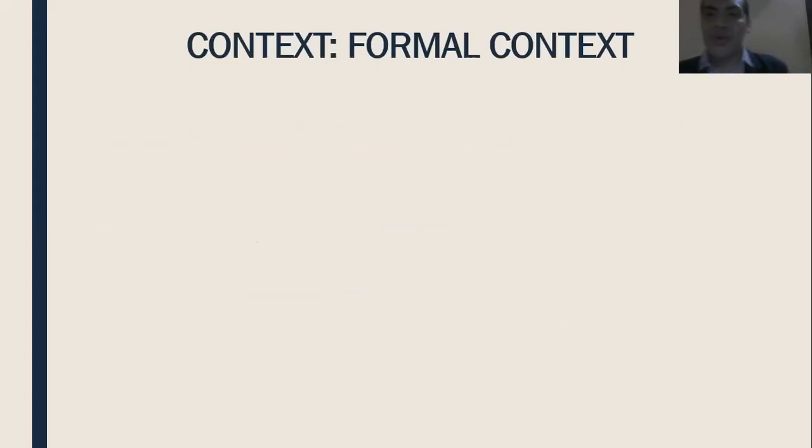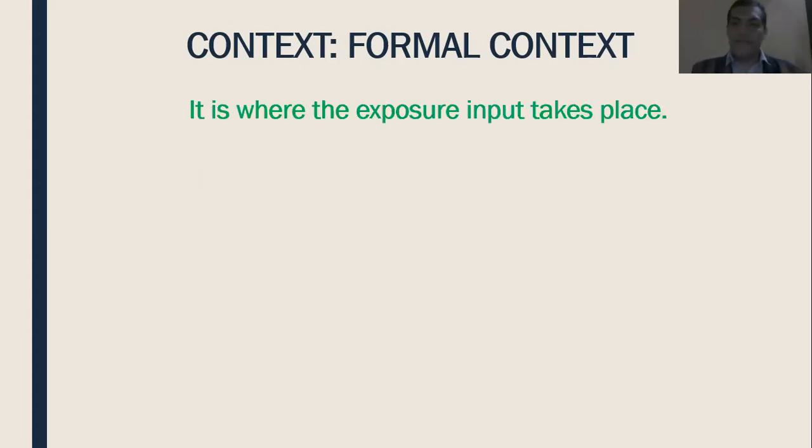And then we have context. In context, we have two different kinds of context. First of all, we have the formal context. What is formal context and what are its characteristics? Well, first of all, we must know the concept of context: it is where the exposure to input takes place. Okay, this is where the learning process takes place. And let's focus on the formal context.